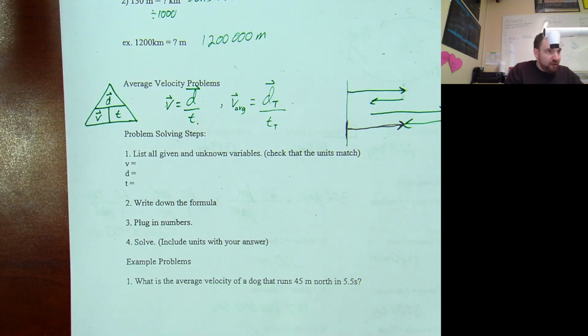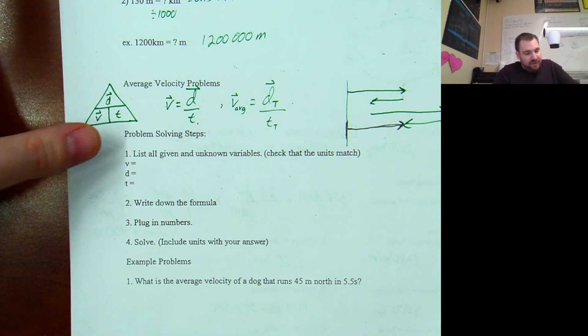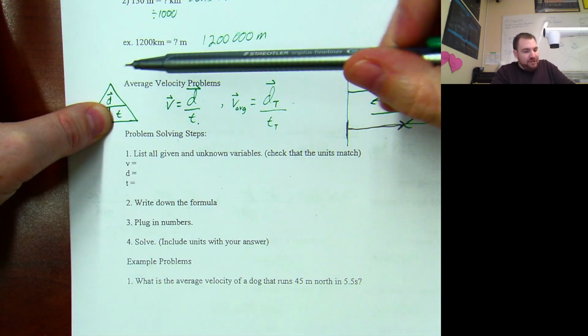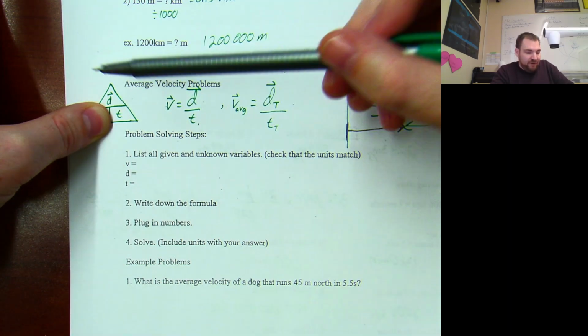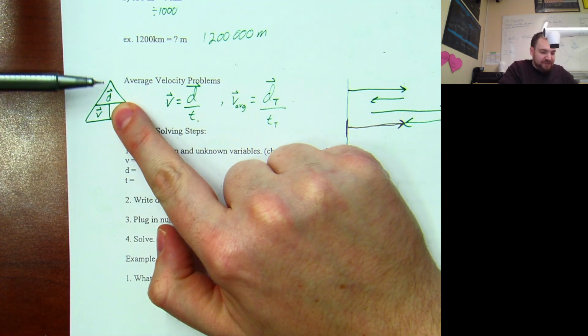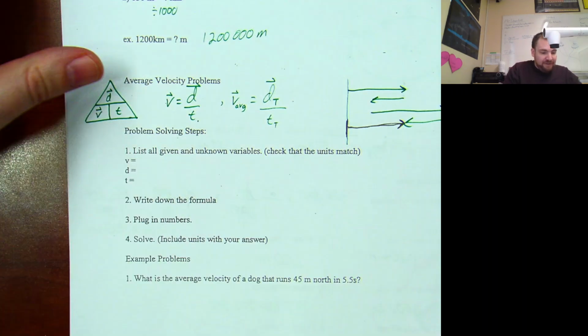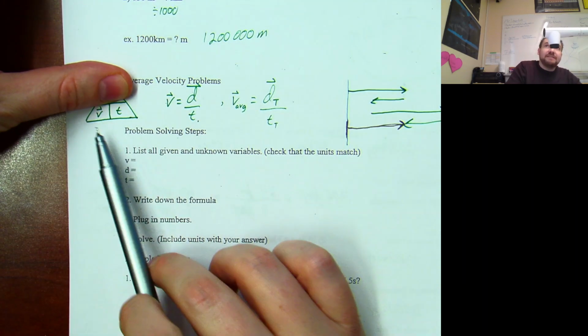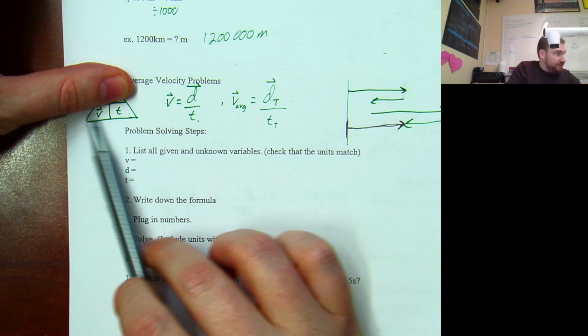So then the one that you're looking for, you cover with your thumb. So velocity I cover up with my thumb, and I've got displacement over time. Or I can cover up time, and that's displacement over velocity. And if I cover up displacement, that's velocity times time. So beside each other in a triangle.